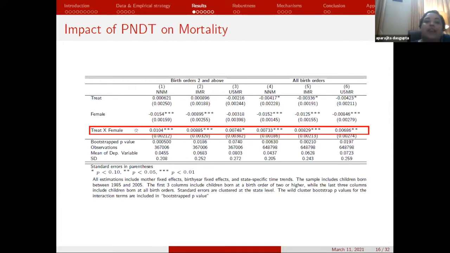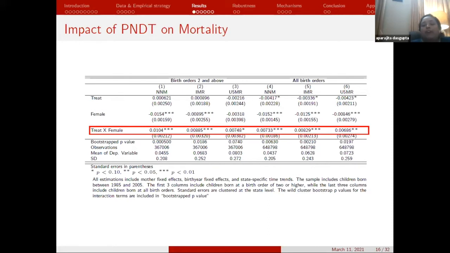So this is saying that the relative mortality difference actually goes up. The relative female mortality goes up post ban, and more so for birth orders 2 and above. And as you can see from the bootstrapped p-value, this is significant at the 1% level. These estimations, as mentioned before, include mother fixed effects, birth year fixed effects, and state-specific time trends.